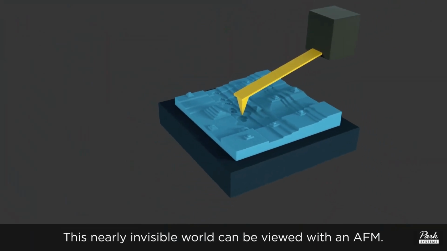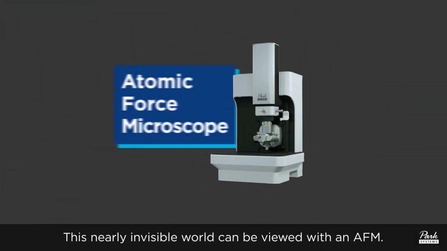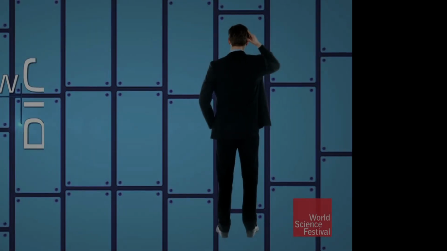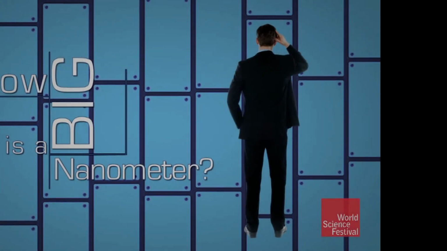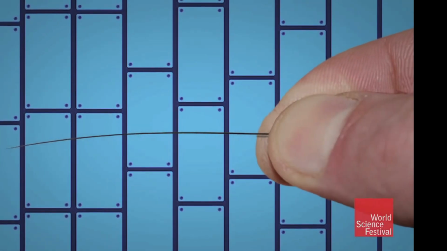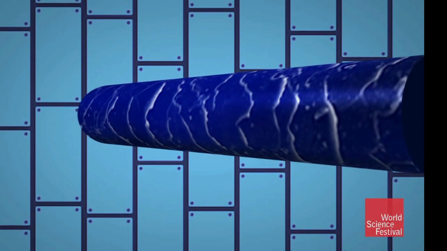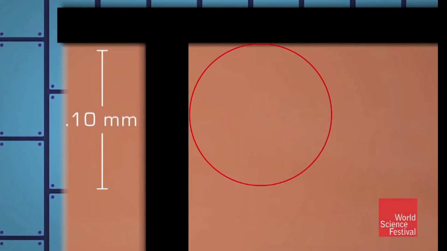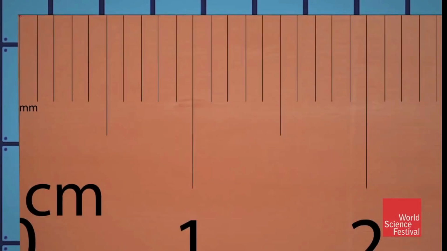This nearly invisible world can be viewed with an atomic force microscope. Let's make the almost inconceivable nano world conceivable. The naked eye can see the diameter of a human hair. That's 1/10 of a millimeter, or 100,000 nanometers.